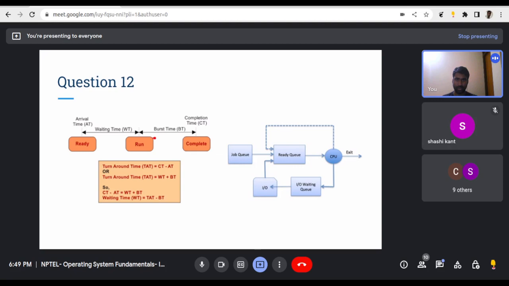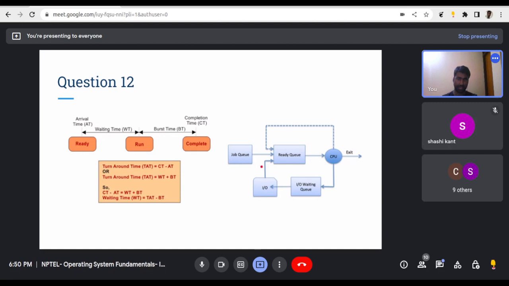So the turnaround time refers to the waiting time plus the burst time. This whole summation of the time, from the time that it has arrived to the completion time, is referred to as the turnaround time. That is given by this formula: the completion time minus the arrival time marks the turnaround time. And there are other formulas that we can associate with these 5 times.